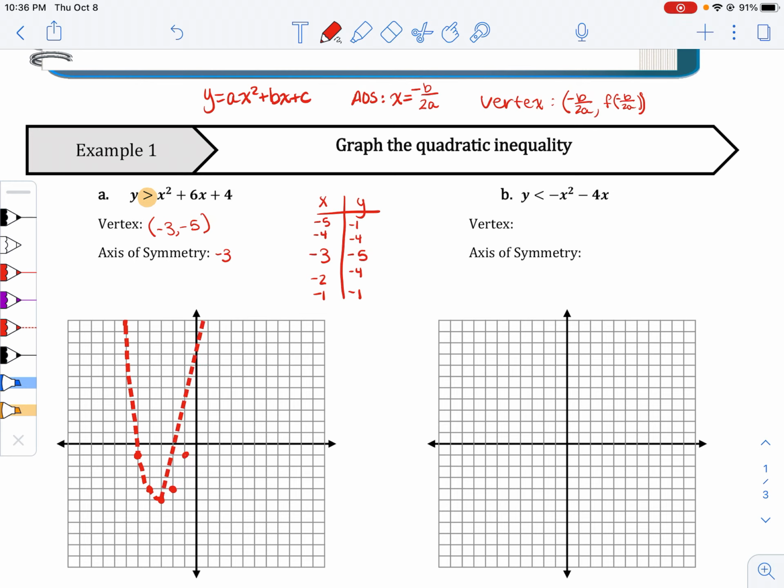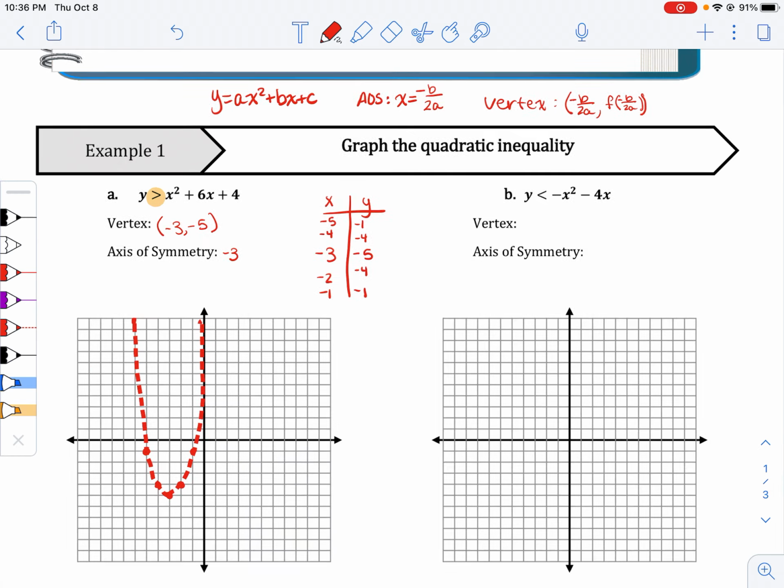Notability is pretty great for this. Oh, just kidding. Doesn't like that. Yeah, it's going to do a straight line. All right, so that is step 1.